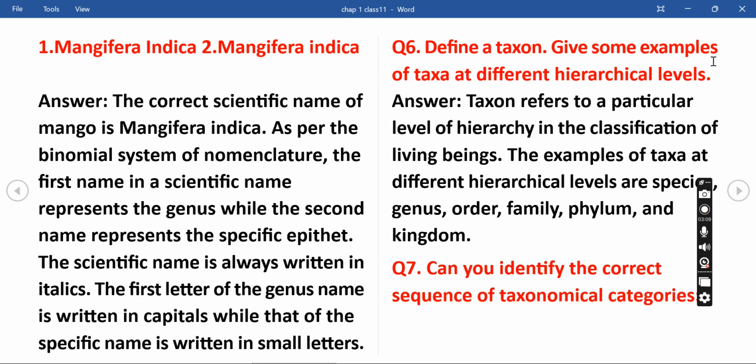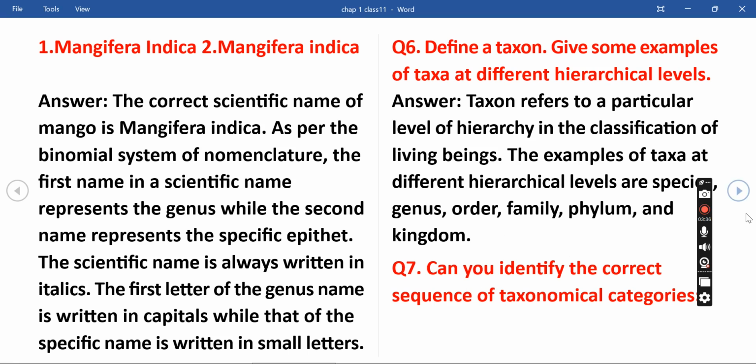Question 6, define a taxon. Give some examples of taxa at different hierarchical levels. This also we have already discussed in the notes in the previous video, that taxon refers to the level, the level of hierarchy in classification of living beings, and these different levels are kingdom, phylum, order, family, genus, species. You can see my previous video for the notes explaining this question.